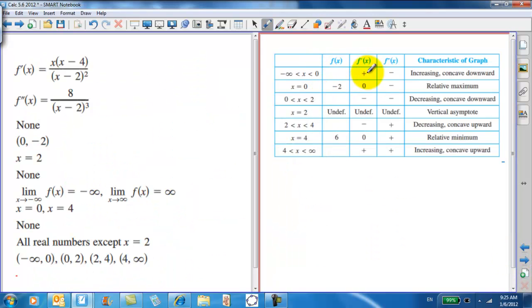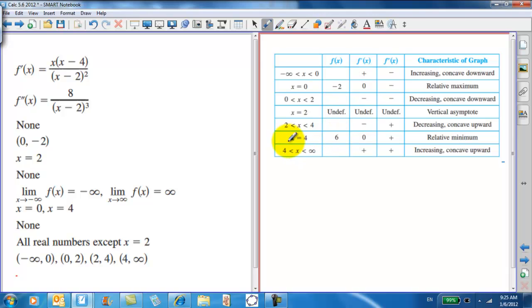So you're testing points here. You're reiterating what happened at 0, 2, and 4. 2 makes the function undefined. It's a vertical asymptote. At x equals 0, we get f of x equals negative 2. The derivative is 0. The second derivative is negative. And so the second derivative test tells us this is concave down right here, so it must be a max. We can also look at the first derivative test on either side here.